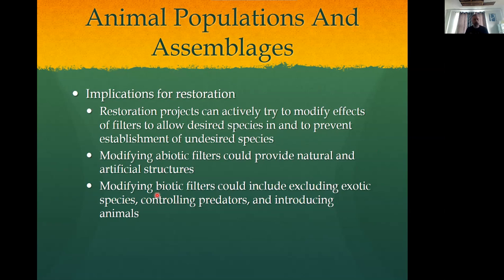In terms of the biotic stuff here, right? Again, this comes into trying to control invasive introduced exotic species, controlling predators, although as we've seen, predator control is usually not a very good idea, not a very effective idea anyway. And in some cases, trying to reintroduce species that used to live there but are now locally extinct.